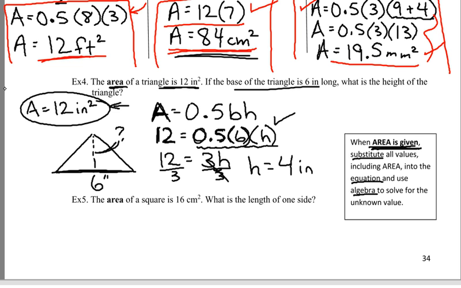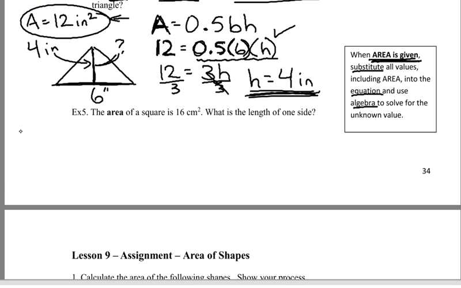It's not 4 inches squared because that's an area calculation. We've just calculated the height to be 4 inches. So sometimes area is given and you have to calculate an unknown. Example 5, again, gives us the area, but this time of a square.